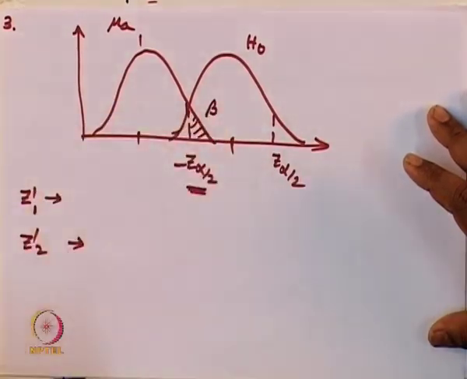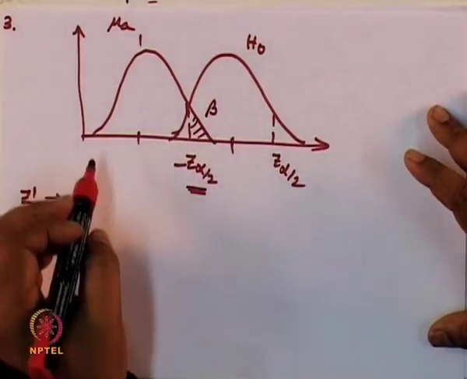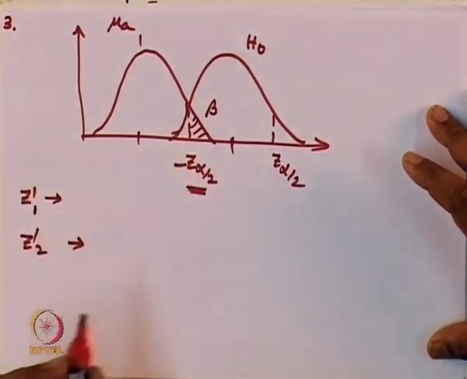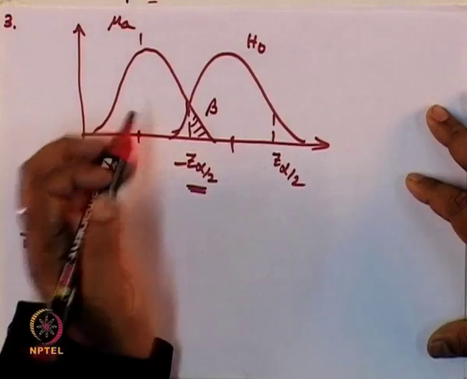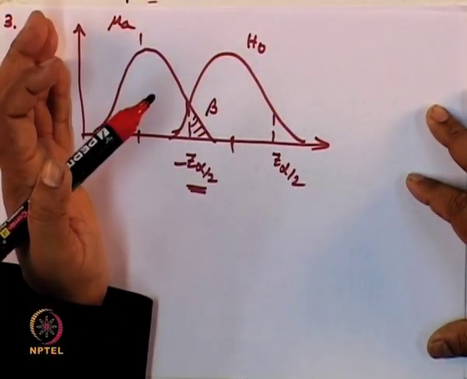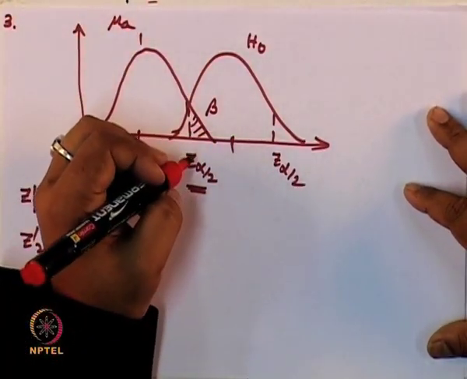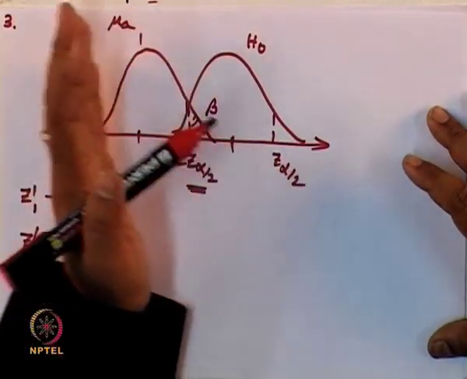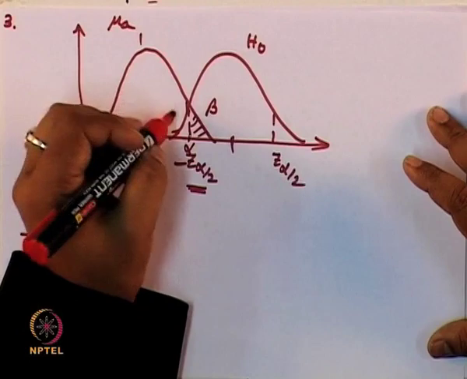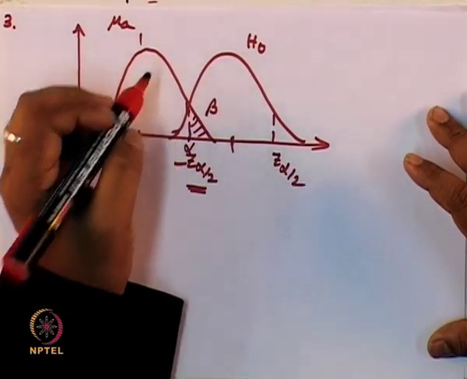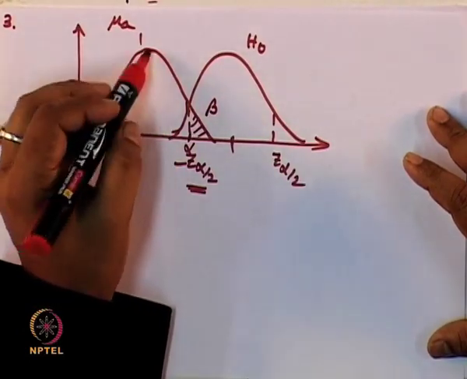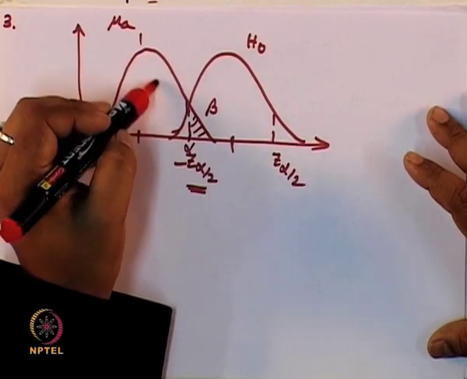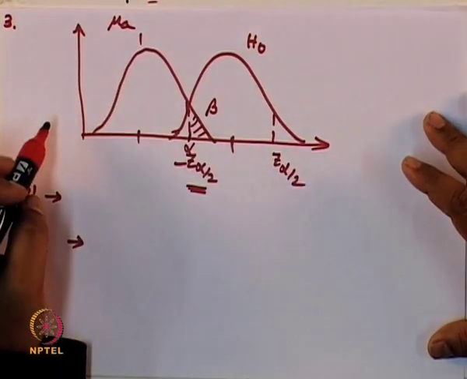So, what you can clearly see from the way we have drawn this is that if this curve shifts to the left, then your beta decreases. For the same value of alpha, your beta decreases if this curve shifts to the left. How will this curve shift to the left? If you increase your sample size, which means that the deviation of this population keeps on decreasing.